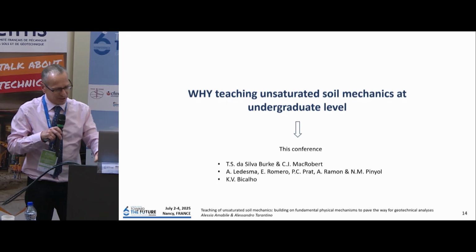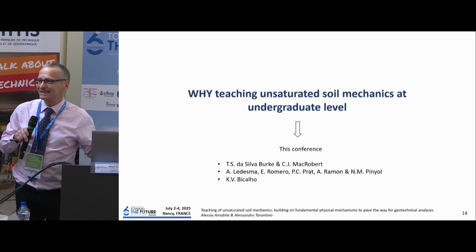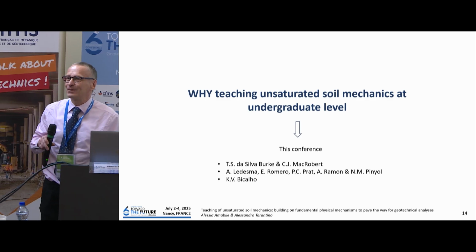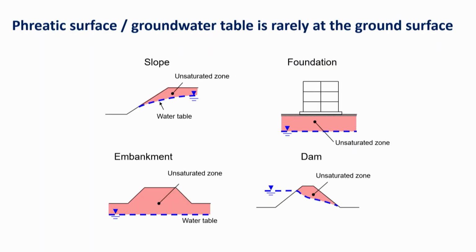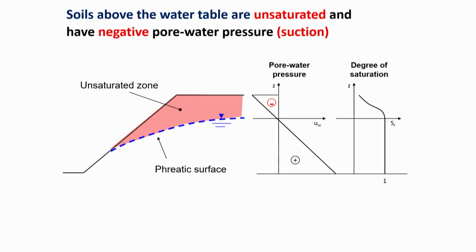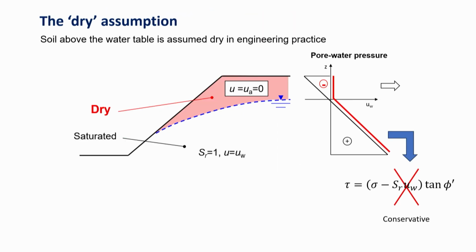Then why teach unsaturated? You also have papers that are coming after, somehow attacking the problem in this way. So you always have soil above either the groundwater table or the phreatic surface. Above the phreatic surface, you have two things. Pore water pressure is negative, and the degree of saturation is generally lower than unity. Now, what I've been taught, and what I still see taught, is that above the groundwater table we are assuming the pore water pressure is 0. So we are forgetting that it's negative, and we take it as 0.